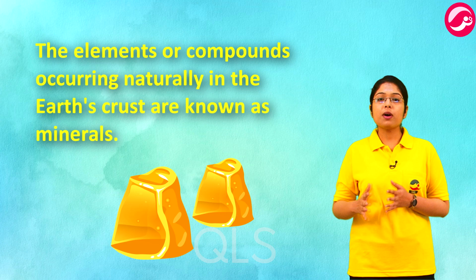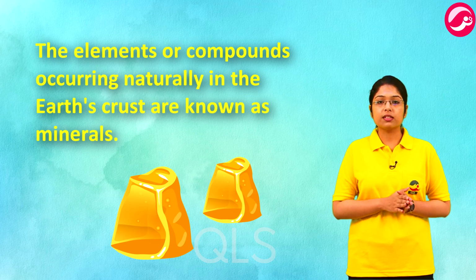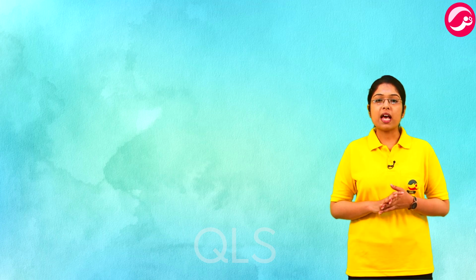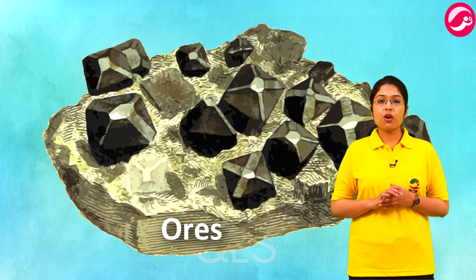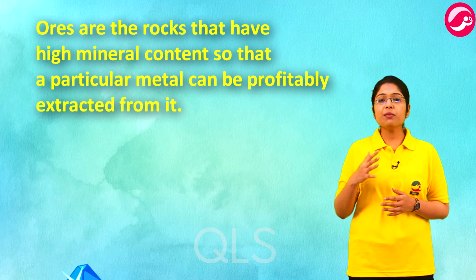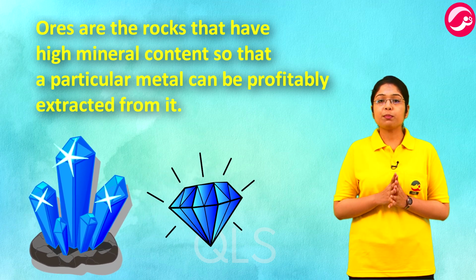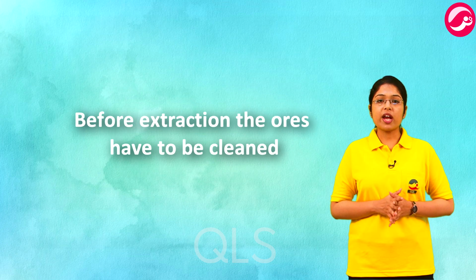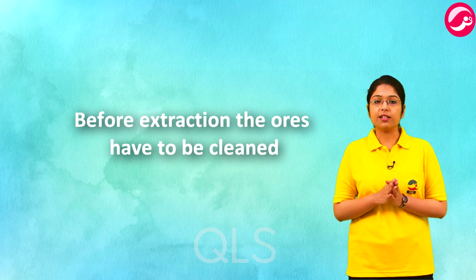The elements or compounds occurring naturally in the Earth's crust are known as minerals. Metals are found as their ores. Ores are the rocks that have a high mineral content, so high that a particular metal can be profitably extracted from it. Before extraction, the ores have to be cleaned.